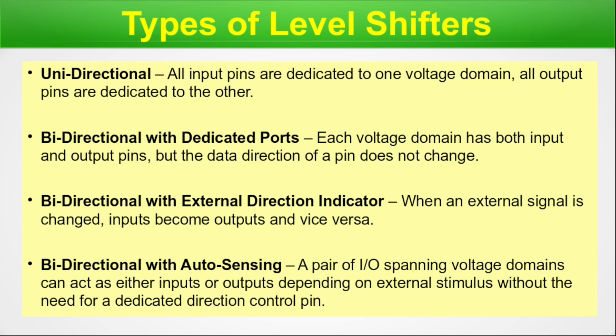The definitions are given to you. The 4 types of level shifters are depicted here: unidirectional, bidirectional with dedicated ports, bidirectional with external direction indicator, and bidirectional with auto sensing. Up to this page, you can already see the classification of buffers and the classification of level shifters are different. Now, let us move on to the next slide.